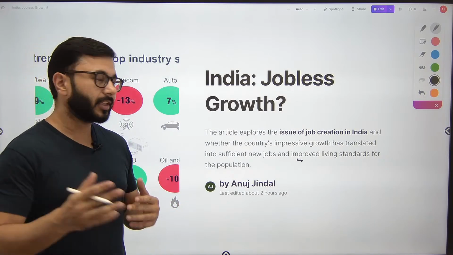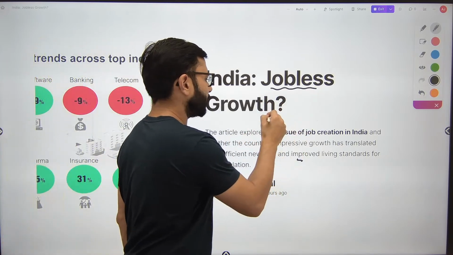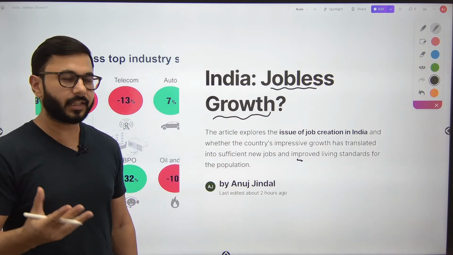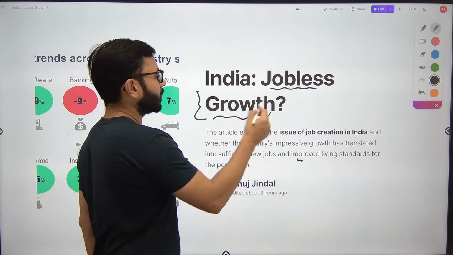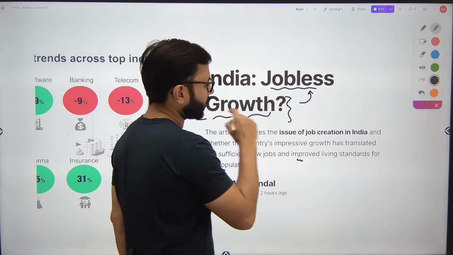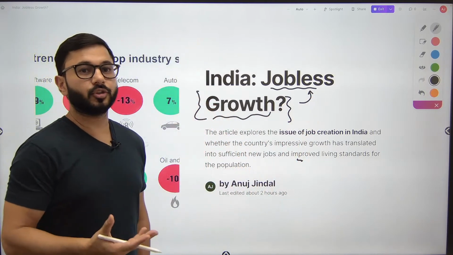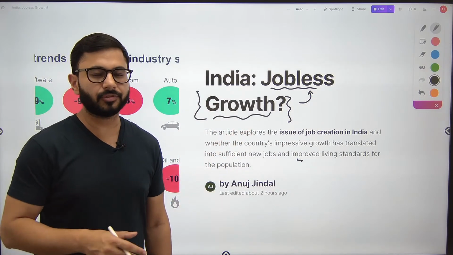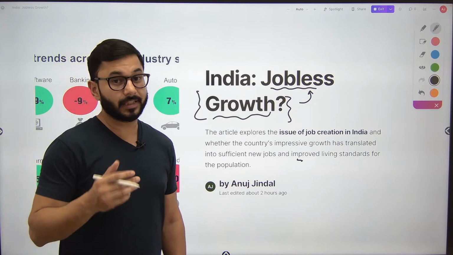So, I hope with this, the idea or the concept of jobless growth is clear. By the name itself, it becomes pretty clear. We are growing, but this growth is not transforming into jobs. It is still resulting in some kind of joblessness. We don't know yet why it is happening.